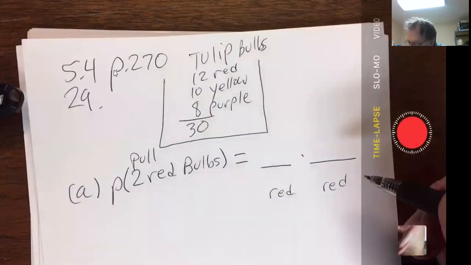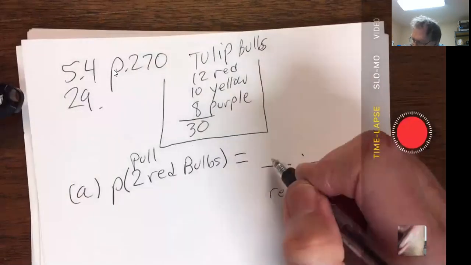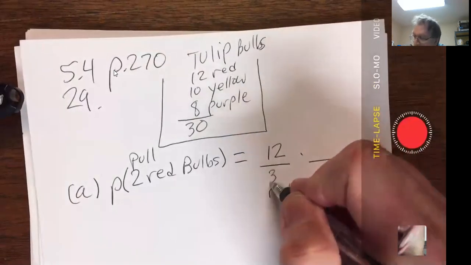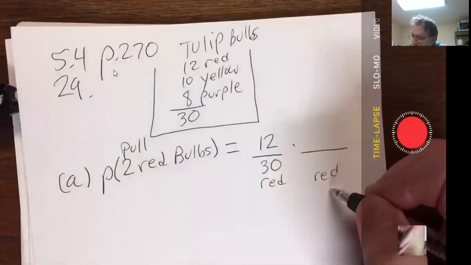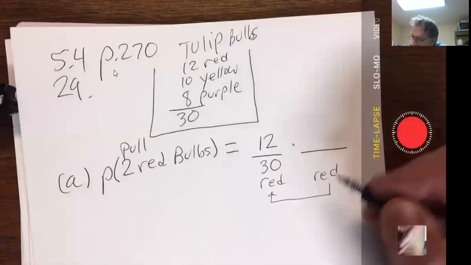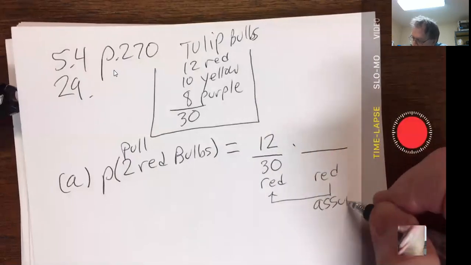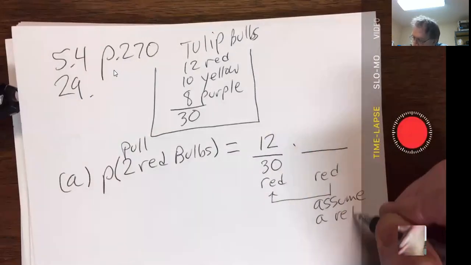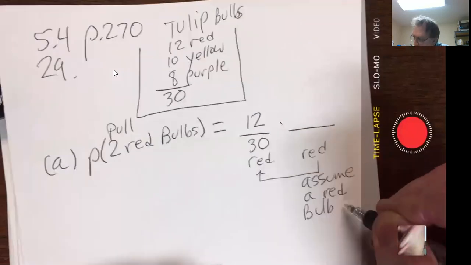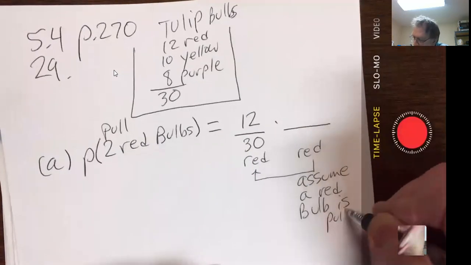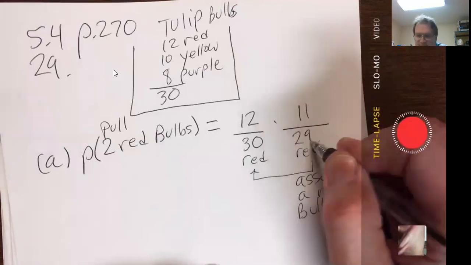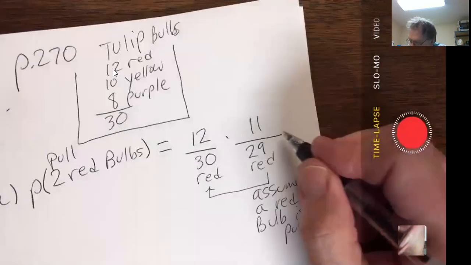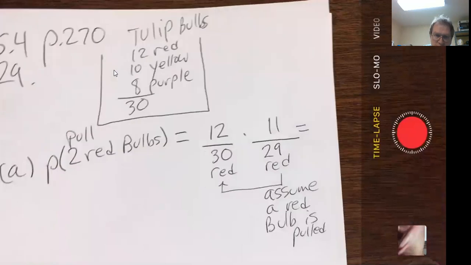So you blindly reach in, pick out. Can you tell that your probability would be 12 out of 30 to pull a red one? And then you're going to assume a red one is pulled. Red bulb. Before you pull this one, can you tell that would leave 11 out of 29? Questions about that one?